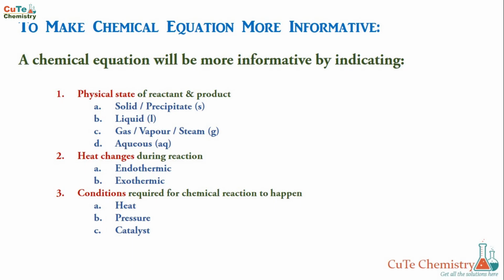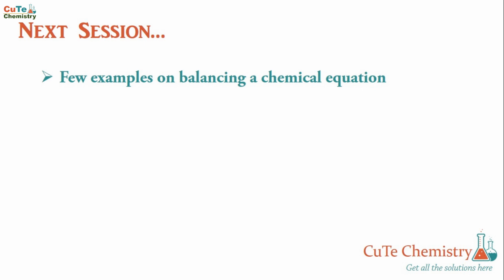In our past 3 videos, that is part 4, part 5 and part 6 of chemical reactions and equations, we have studied how to make a chemical reaction more informative by indicating the physical state of the reaction, what heat change takes place in a chemical reaction, and the necessary condition for how the reaction can take place. In the next video, we will study balancing chemical equations. As of now, I didn't balance any chemical equation because we are going to discuss that in detail.